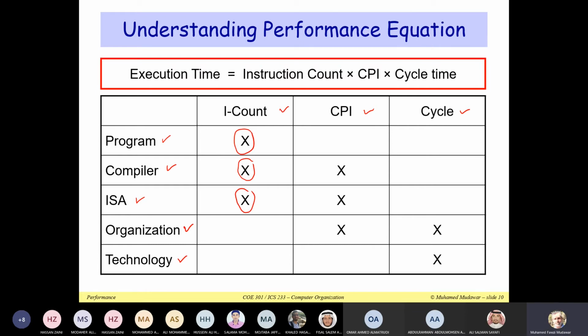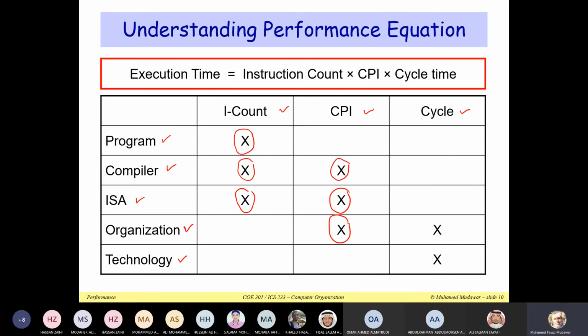Right. How about the average CPI? Now, the average CPI is not related to the algorithm. It's related to the compiler, it's related to the ISA, and it's related to the organization. In the case of organization, it's very easy to understand. Why? Because, for example, if you have a multiplier in the hardware, you can have a very fast multiplier that might take 2 or 3 cycles to do one multiplication, or you might have a very slow multiplier that might take, let's say, 30 cycles to do one multiplication. So the number of cycles per instruction is going to increase if the organization is bad.